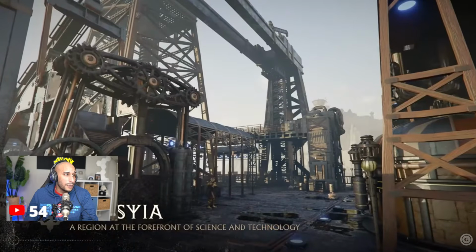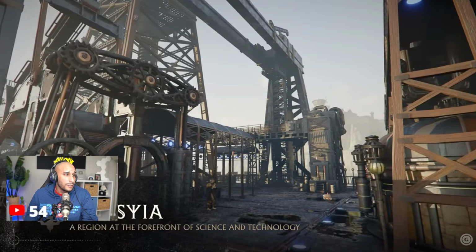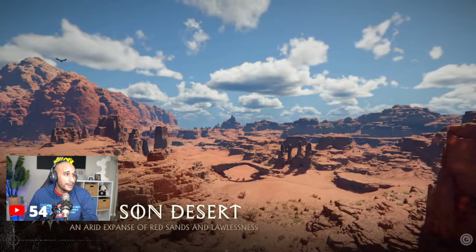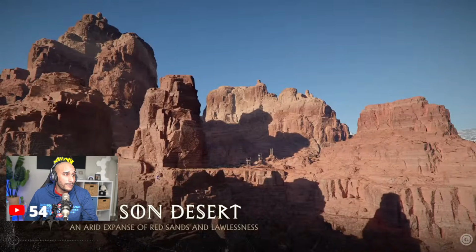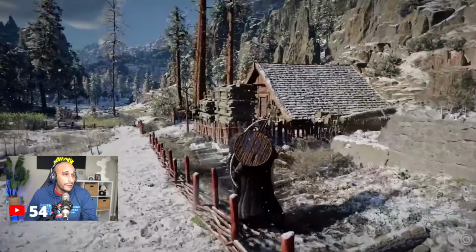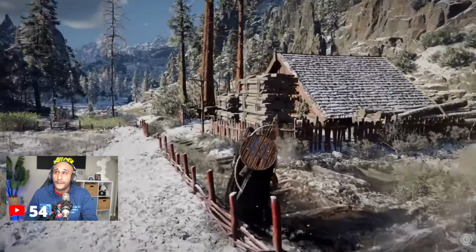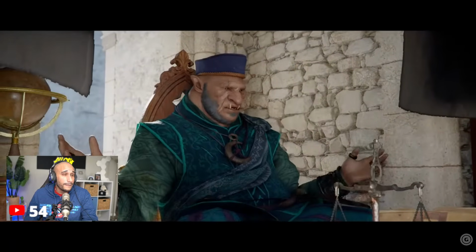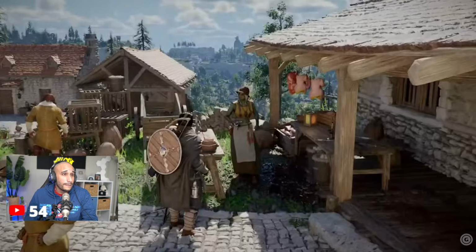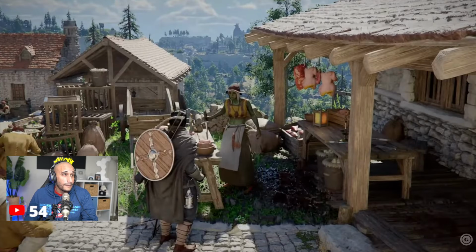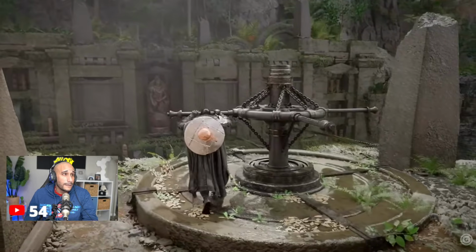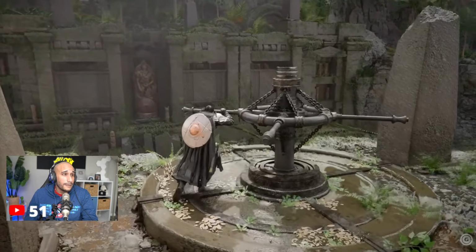This is Galaja, a region at the forefront of science, the Crimson Desert, an arid expanse of red sands and lawlessness. The main questline follows Cliff's journey through the central story, but questing in Pywel goes far beyond following a single path. The continent is full of other tales, interesting encounters, and hidden challenges that all shape your adventure. And you're free to take them on in any order you choose.